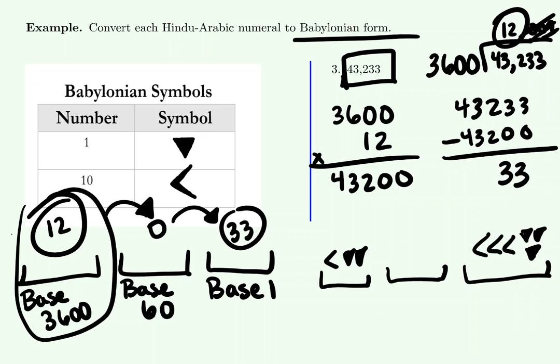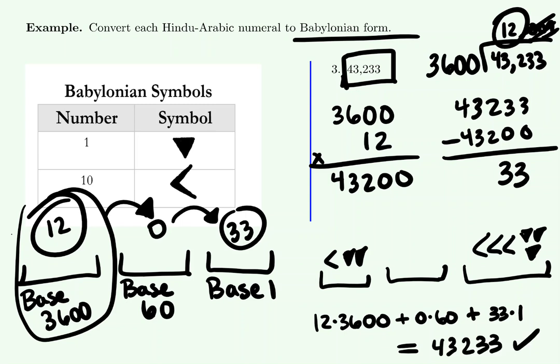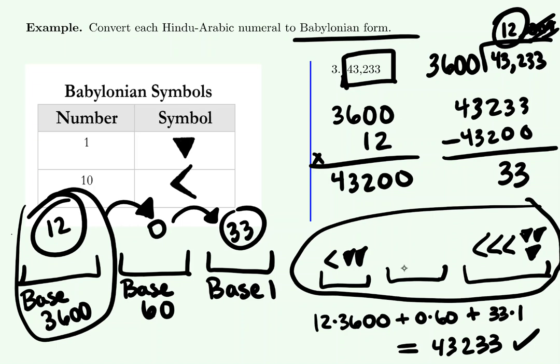How can we check our work? We would take 12 times 3600 plus 0 times 60 plus 33 times 1 and verify in our calculator, does that equal the original value? And it does. Okay. So this would be our answer, and in this case the brackets are helpful to show us that there is nothing in the base 60 position.